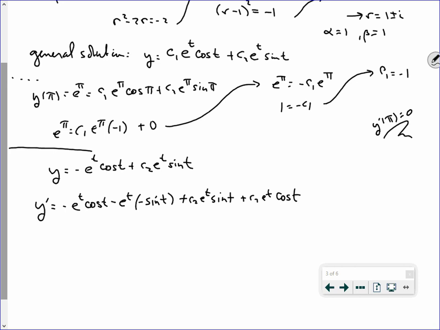Plug in what we know. If you put a pi in there for t, we should get 0. So minus e to the pi cosine pi will be plus e to the pi sine pi.